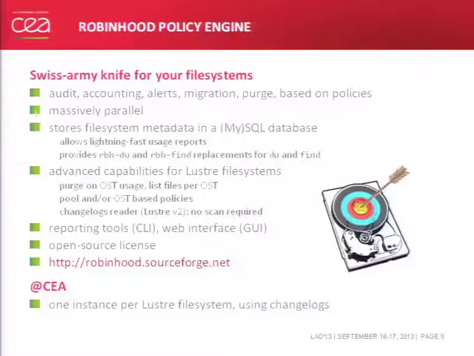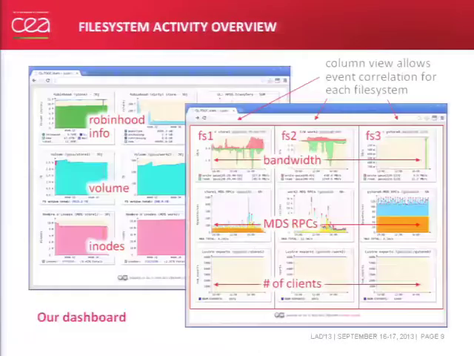So at CEA, we use one instance of Robinhood per Lustre file system, and we use changelogs a lot. This is what we use to monitor the activity on our file systems. So it's kind of a dashboard with an overview of what's going on. We have a vertical view. Each column represents one file system, so we can correlate events happening in different areas. So, for instance, on the first line, we have bandwidth here.